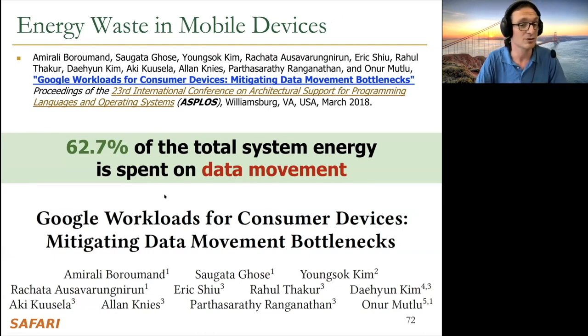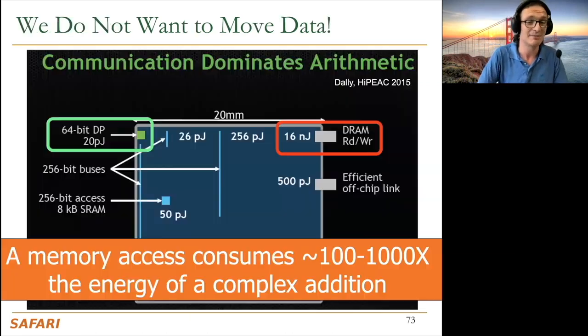And I've also given you this picture earlier. This is a study that we did together with Google a few years ago, where we analyzed important workloads like machine learning, Chrome browser, and video encoding and decoding. And we saw that more than 60% of the total system energy is spent on data movement across the system. And that's probably not a good idea. So basically, we do not want to move data.